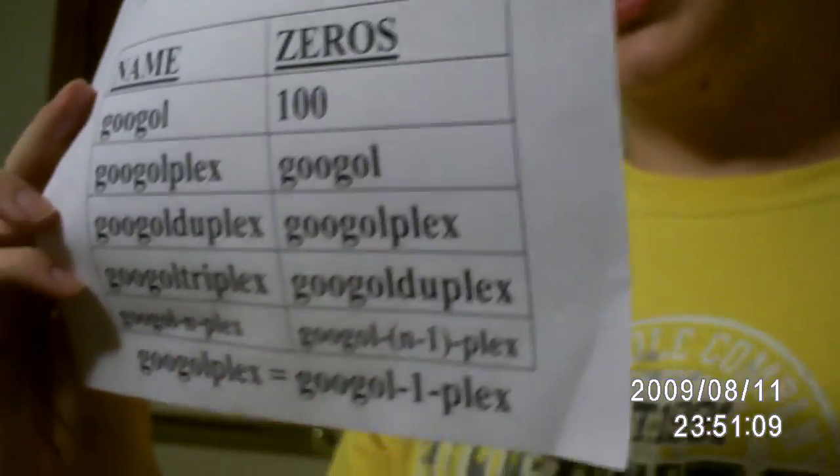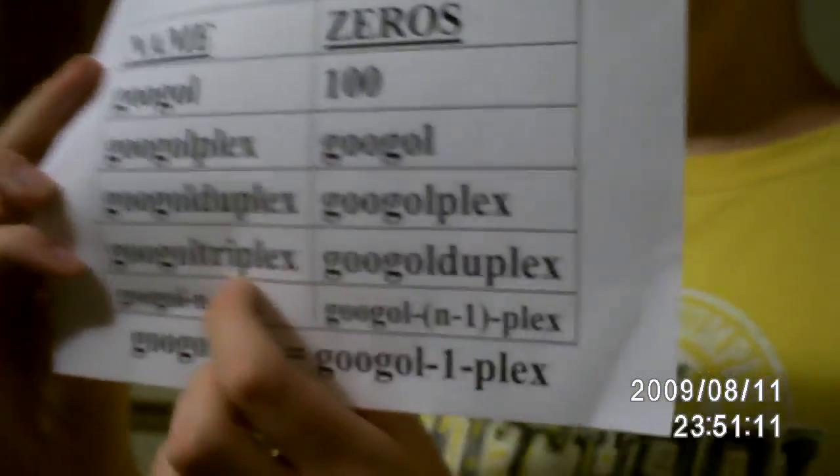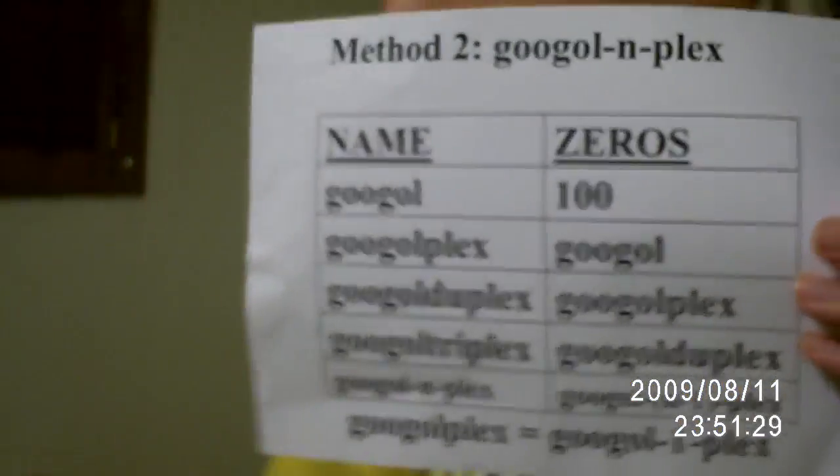An unthinkably huge number. Googolplex, how many zeros? And then it gets even bigger. A googoltriplex has a googolduplex zeros, and a googol-n-plex has googol-(n-1)-plex zeros. For instance, a googolplex is a googol-1-plex, and a googolduplex is a googol-2-plex. And again, there's names after this, but they don't usually matter.